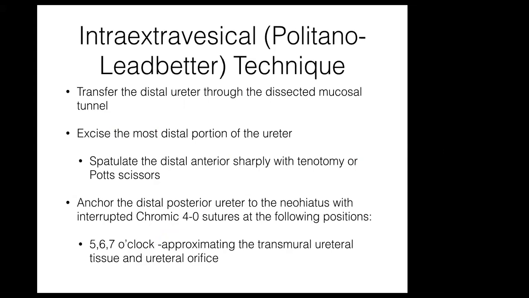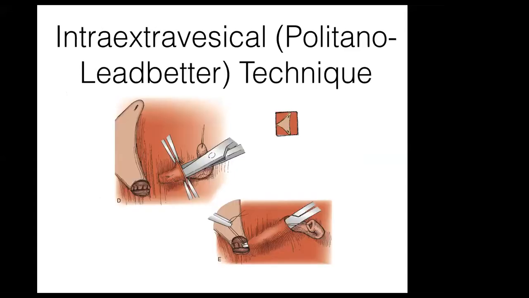So you transfer the distal ureter through the dissected mucosal tunnel, and then you excise the most distal portion of your ureter. You then spatulate the distal part of that ureter sharply with tenotomy or pot scissors. And then you anchor the distal posterior ureter to the neohiatus with interrupted chromic 4-0 sutures at the following positions: the 5, the 6, and the 7 o'clock, approximating the transmural ureteral tissue and ureteral orifice.